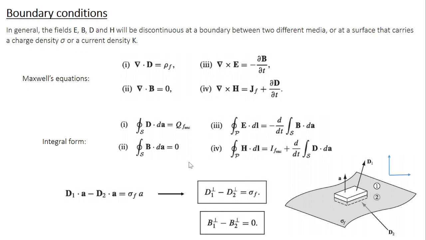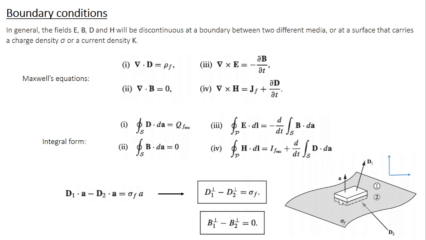Okay, so let's do that. For the top side, the field is D1 and the area vector is A. Both are along the same direction, so you can write it as D1 dot A. For the bottom side, the field is D2, which is pointing upward, and the area vector, as you know, is a normal vector, so it is pointing downwards. So these two are in opposite directions, and you have a minus here: minus D2 dot A.